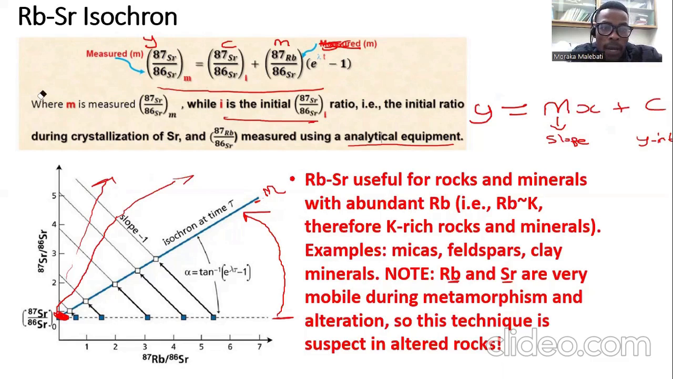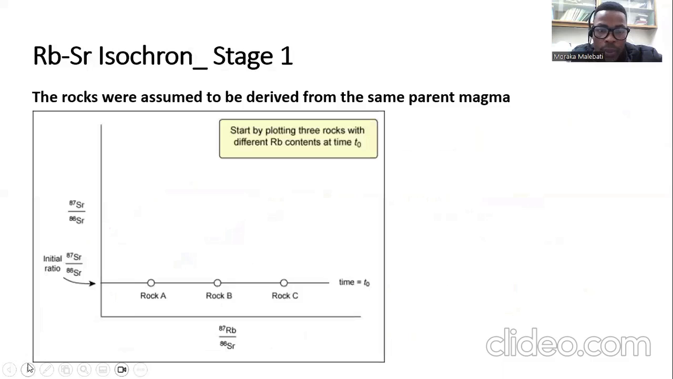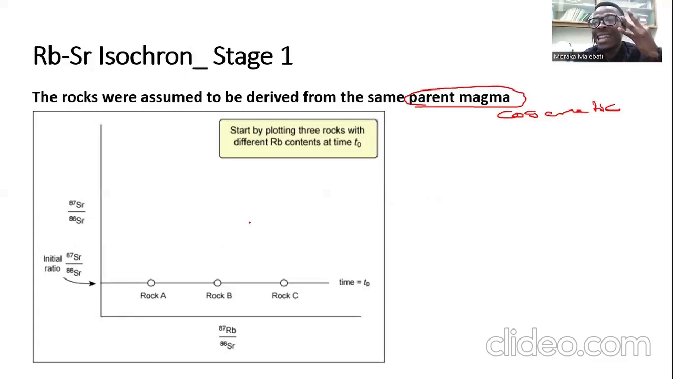Yes, so let me now take you through this process. I've divided this process into 5 stages so that you can follow what is really happening. The rocks were assumed to be derived from the same parental magma, which means they are cogenetic. Remember, we said for us to plot this we need 3 cogenetic samples and minerals. Now we've got rock A, B, C, so we are fine.